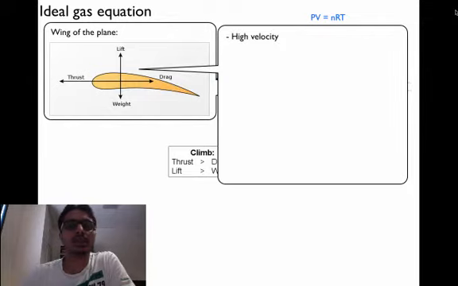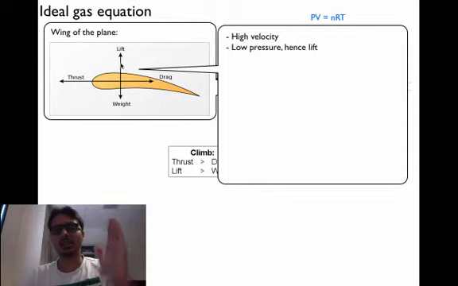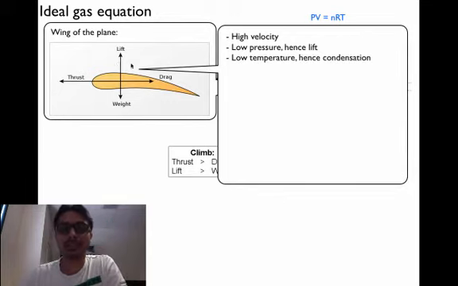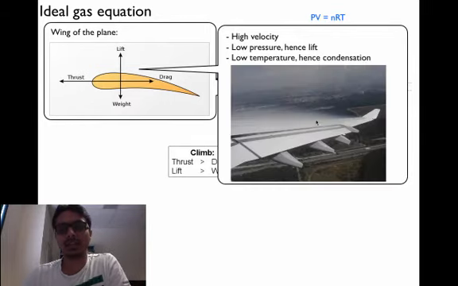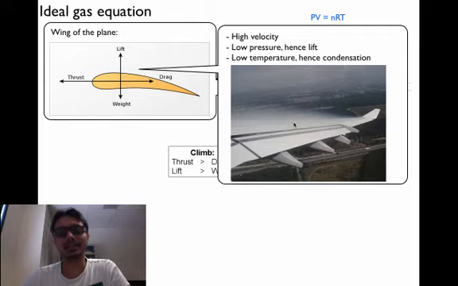So in our example, since there is a higher velocity above the wings, there is a low pressure above the wing, and this causes the upward force lift. But since the velocity is higher here, the temperature above the wings is also lower. This sometimes causes condensation that you might have noticed if you have sat in the window seat. That is, due to the lower pressure, the water vapor above the wing condenses.